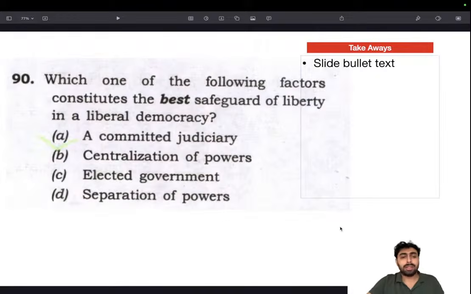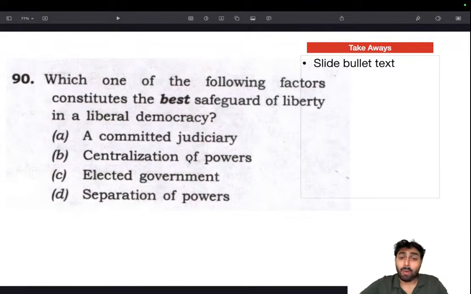Moving on, next question. Which one of the following factors constitutes the best safeguard of liberty in a liberal democracy? Okay, so they are asking which of the following arrangements or principles can ensure that liberty is best safeguarded in a liberal democracy. Okay, a committed judiciary. On the first reading, you might think that a committed judiciary means committed for the sake of or the cause of people, but committed judiciary by definition is one that's committed to the government. So that's not the case.